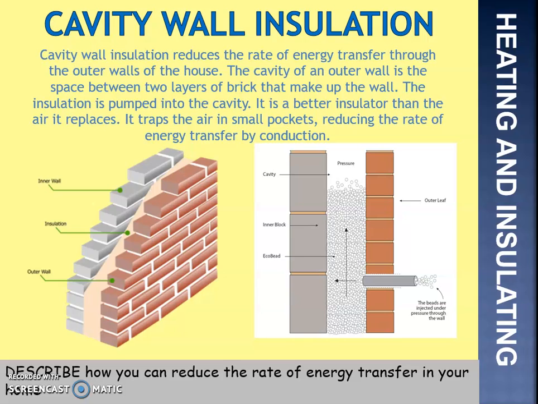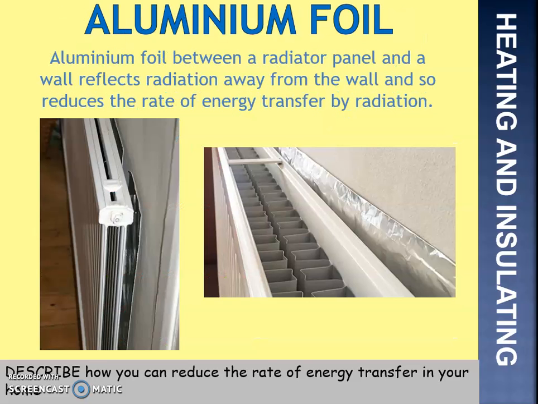So in the gap between the walls, we put a foam in there. This stops both conduction and convection because it's a poor conductor, and it also stops the air from moving, stopping convection currents setting up. We can place aluminium foil between a radiator panel and a wall.